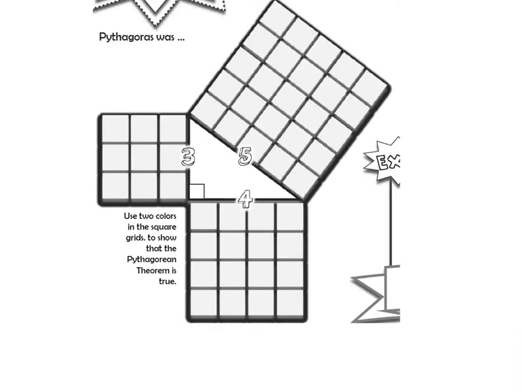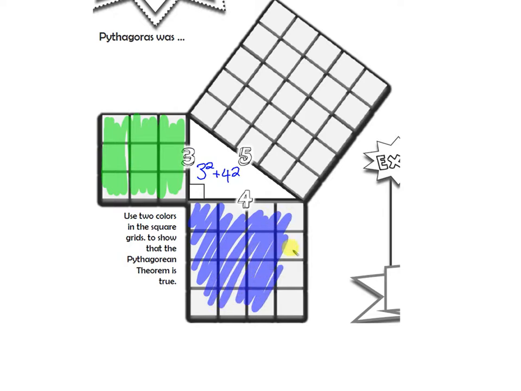Our picture right below that just kind of gives a little example about what the Pythagorean theorem actually looks like. And the Pythagorean theorem tells me 3 squared. So if I'm looking at 3 squared, I get 9 squares total, plus 4 squared. 4 squared gives me 16 boxes total.